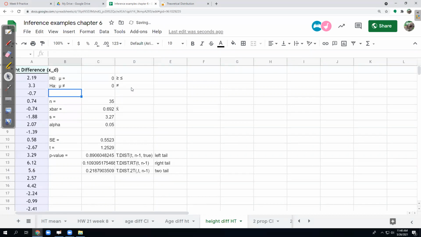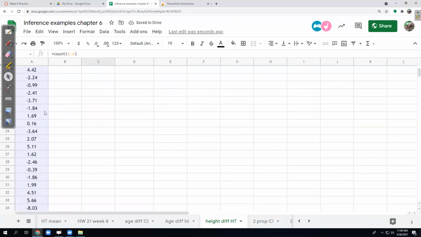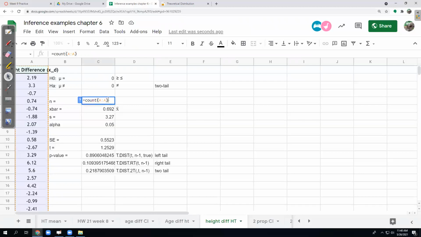Reminder, and then I'm just going to put a little note to myself. Two-tail test. Okay, so it counted 35 numbers here, and that should be accurate. We have a mean difference of 0.692. And what were these measured in?